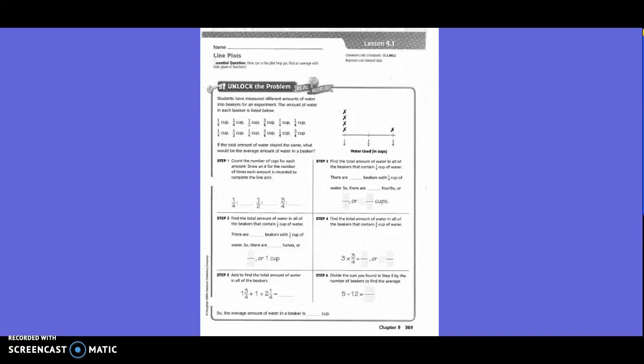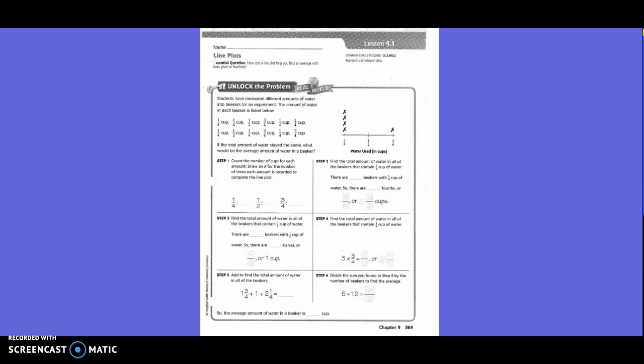Fifth grade, chapter 9, lesson 1, line plots. Unlock the problem. Students have measured different amounts of water into beakers for an experiment. The amount of water in each beaker is listed below. So they had so many 1/4 cups, so many half cups, and so many 3/4 cups. If the total amount of water stayed the same, what would be the average amount of water in the beaker?